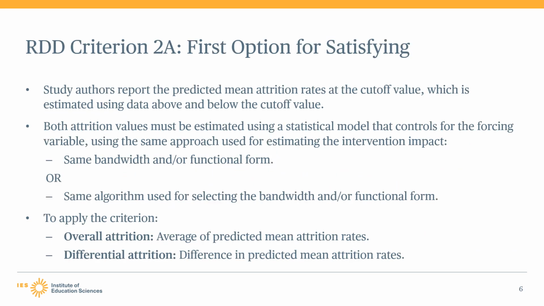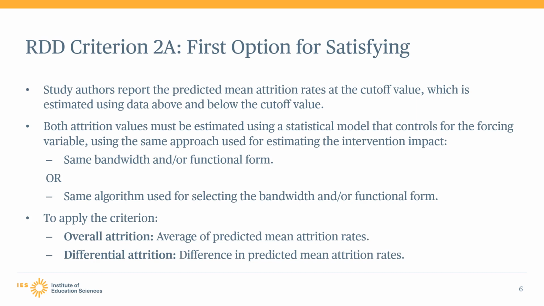Criterion A of the RDD Standard 2, which hereafter we will refer to as RDD Criterion 2A, requires that the reported combination of overall and differential attrition rates must be shown to be low using at least one of two approaches that have the potential to adjust for the forcing variable most accurately.